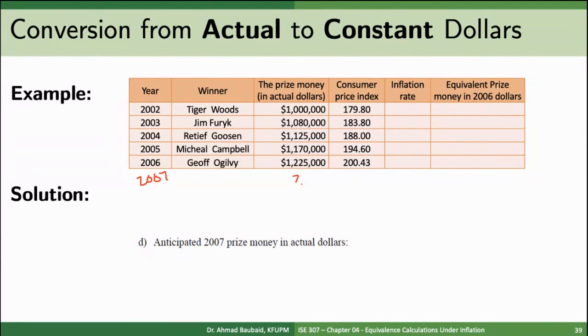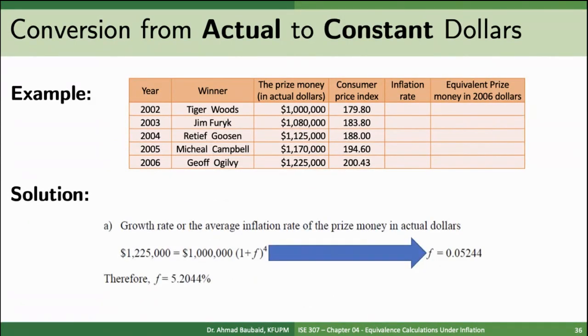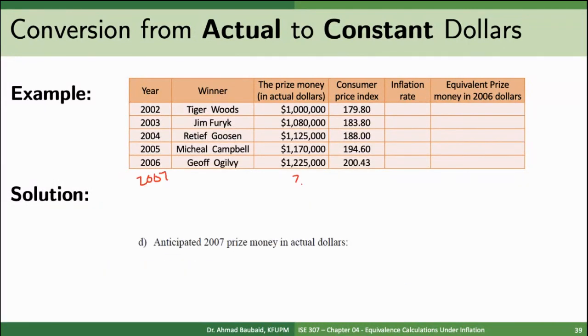Yes, Mazen? We multiply the prize money in 2006 by the growth factor in the actual dollars. Exactly. So if I go back, this is the growth factor or the growth rate for actual dollars, right? I just need to take the last value here, the 2006 value, and assume it's going to increase at that same rate. So I just grow it by that percentage, and I find that this is the expected prize money in 2007.